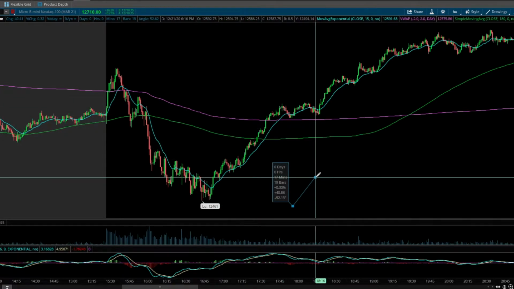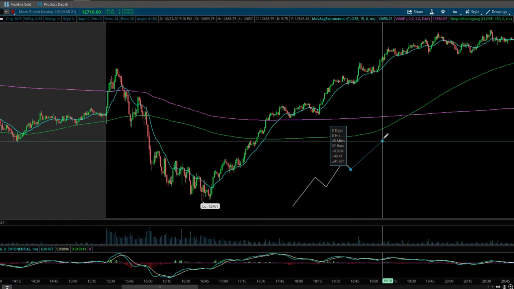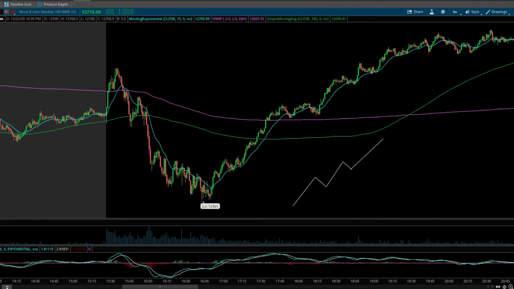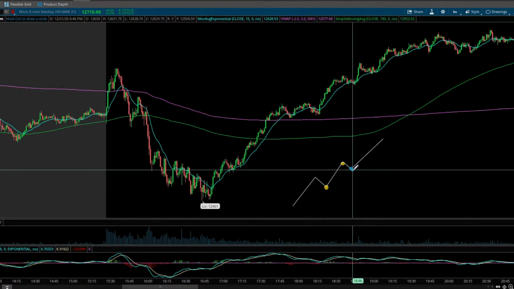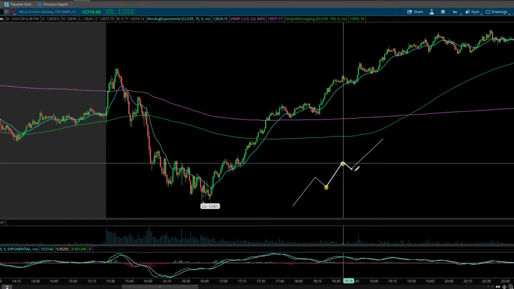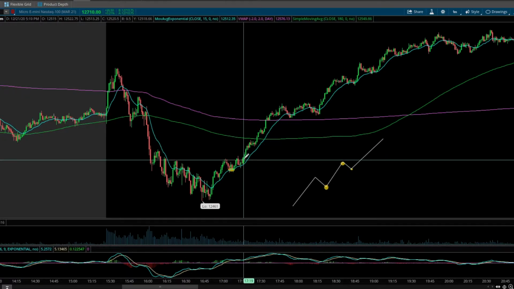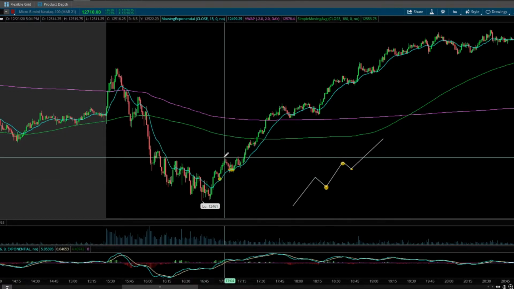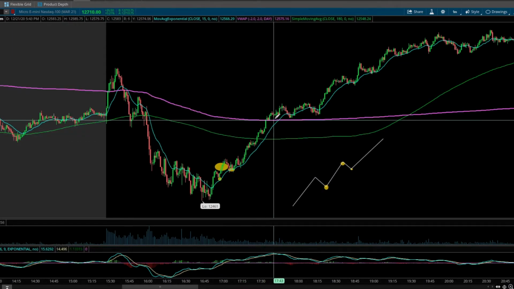An uptrend is a series of higher lows and higher highs following each other, as you can see on this drawing. If you have this idea in mind, it's very easy to identify the swing lows and swing highs of a trend. As you can see here, we have a swing low, swing high, swing low, swing high, and so on. We can also notice that this swing low is higher than this previous low, and this high is above the last high, confirming an uptrend on this area of the chart.